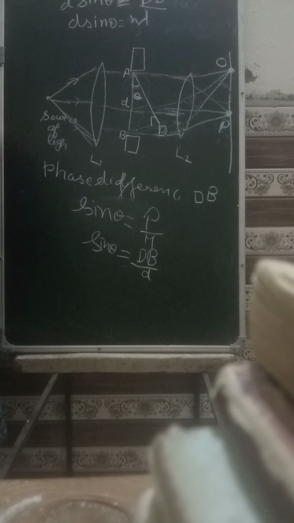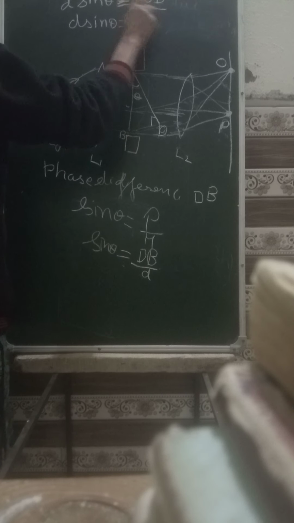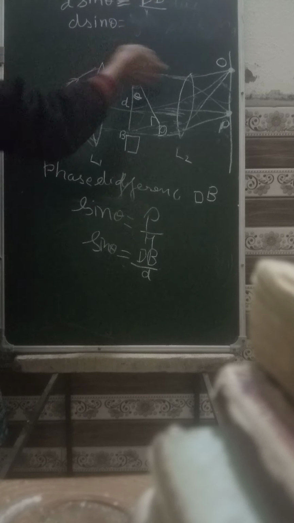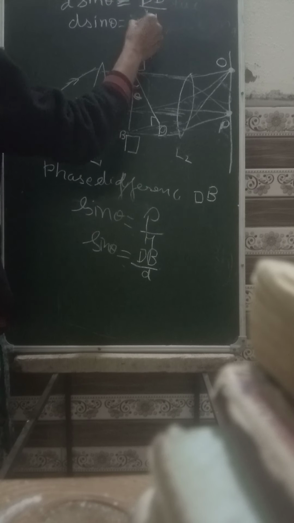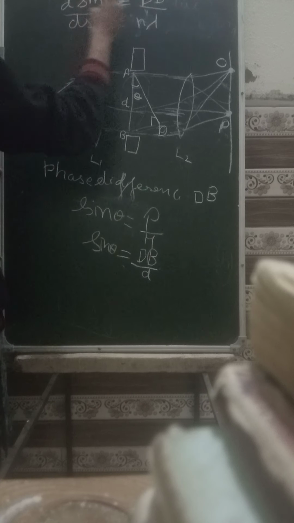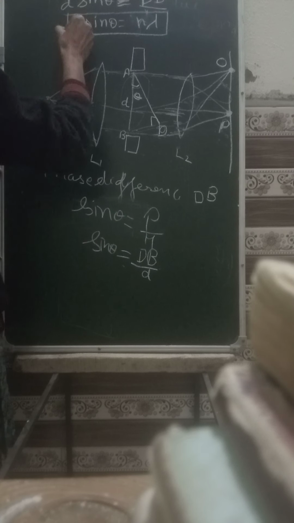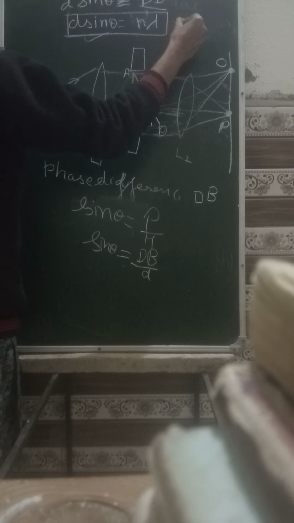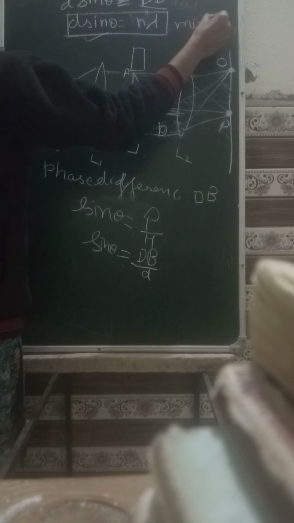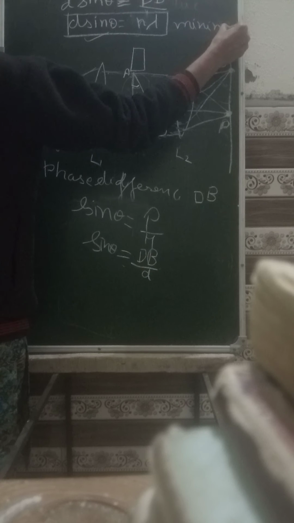In general, the path difference is given by n lambda. So d sine theta is equal to n lambda. This is the condition of minima.